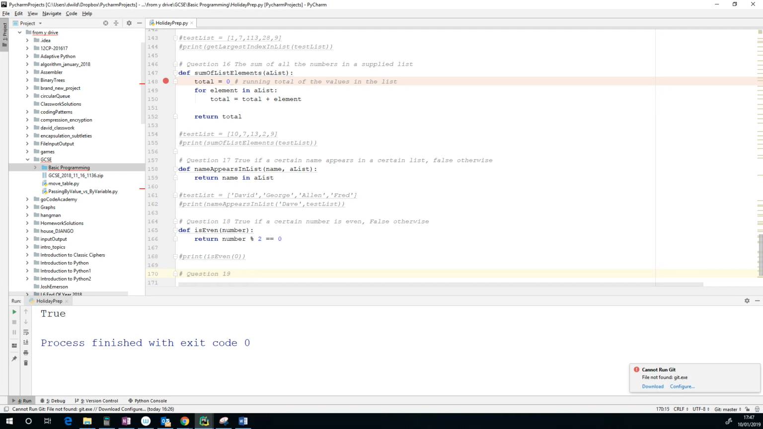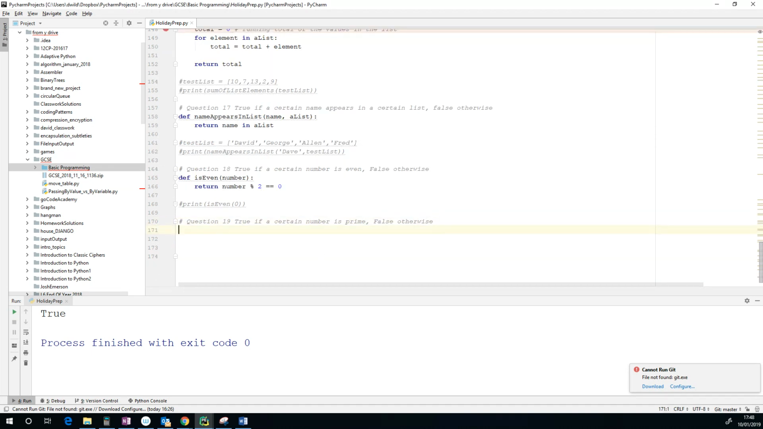Question 19 asked us to write a subroutine that was true if a certain number is prime or false otherwise. So if I said to you, is the number prime? You'd say, well, it depends on the number, and therefore the number is the parameter to the function. So def is_prime. Notice I'm calling my function is_prime, indicating to people who use my function that it is a Boolean function. It's going to take in a certain number and determine whether or not it's prime. How am I going to do that?